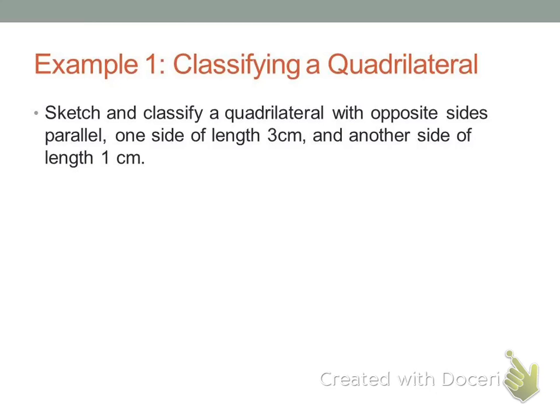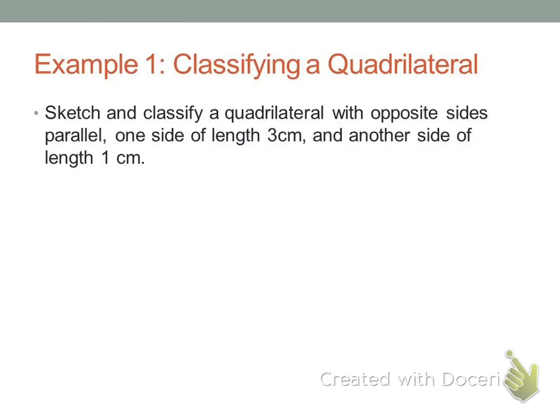So here, the quadrilateral has opposite sides parallel. So I know that I have two pairs of parallel sides. One side length of 3 centimeters and another side length of 1 centimeter. Okay? Quadrilateral that has two pairs of parallel sides. So what does that rule out? If it has two pairs, what does it rule out? Andrew? No. What does it rule out? The trapezoid, right? The trapezoid only has one pair, so I know it's not a trapezoid. All right, so now I'm down to parallelogram, rectangle, rhombus, or square.